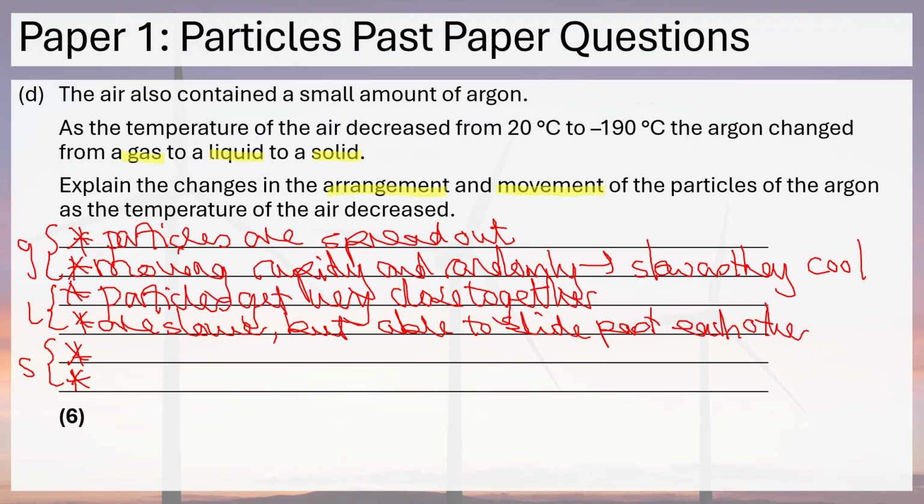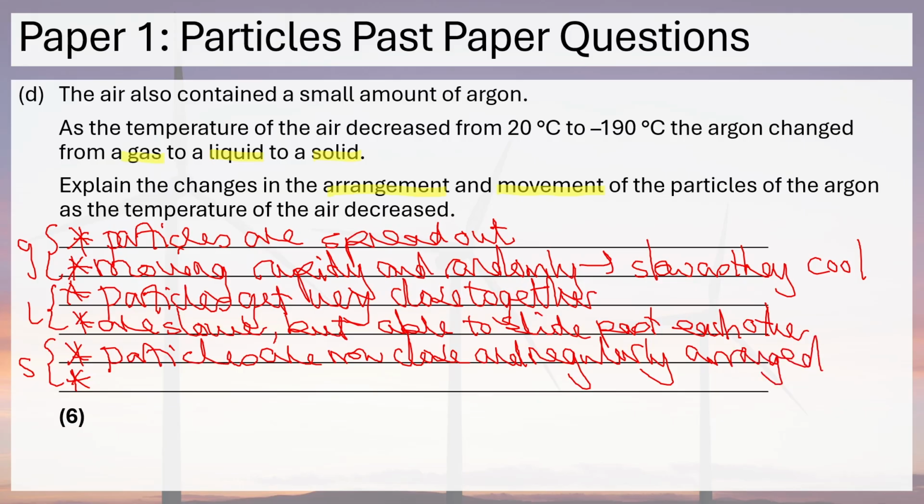And then finally getting down to a solid, we now need to talk about how the arrangement changes and how the movement changes. So the particles are now close and regularly arranged. So in the liquid, they're still a little bit random, but now they're in this regular arrangement as a solid, and they are now in fixed positions, only vibrating, or vibrating about fixed positions.